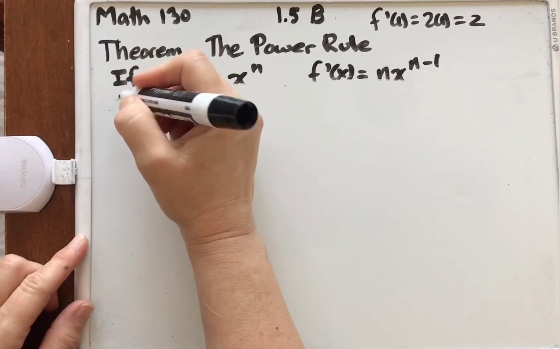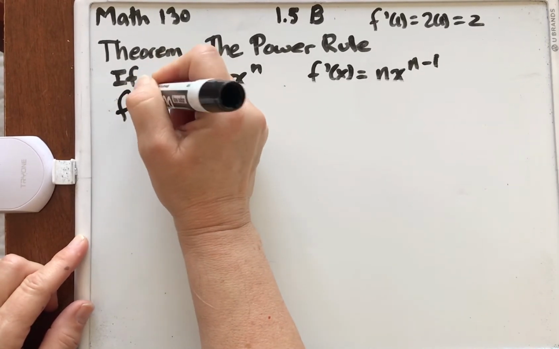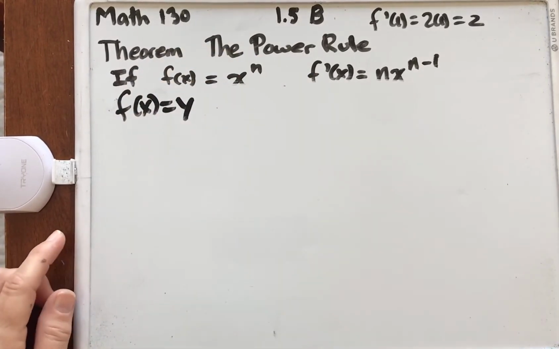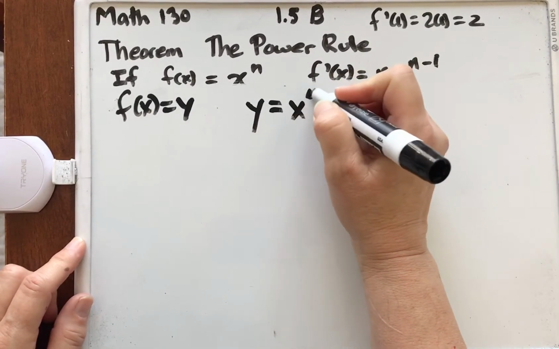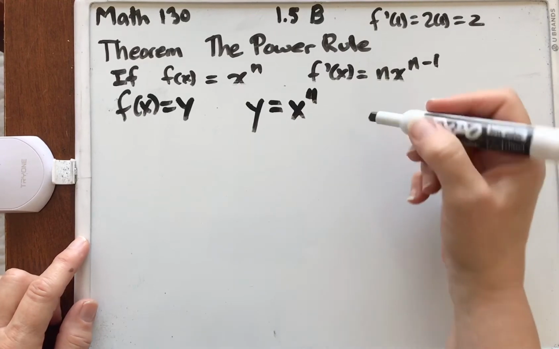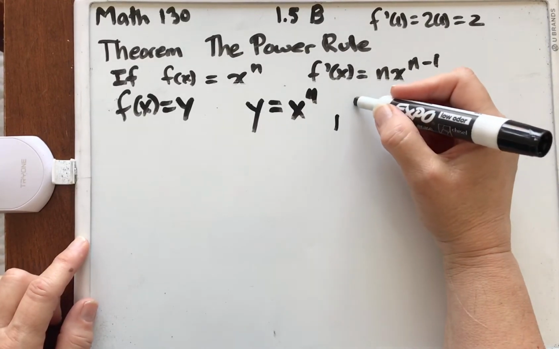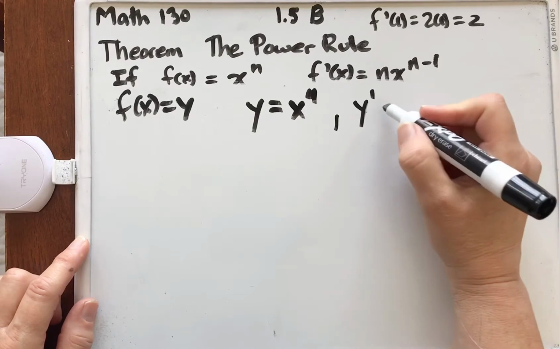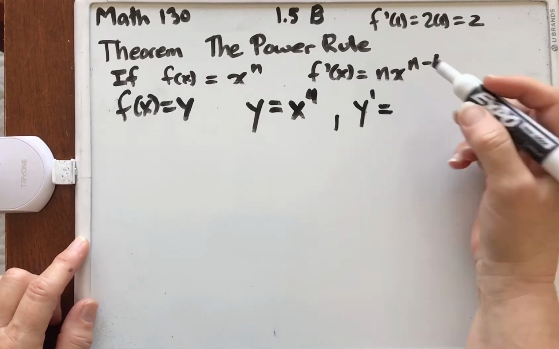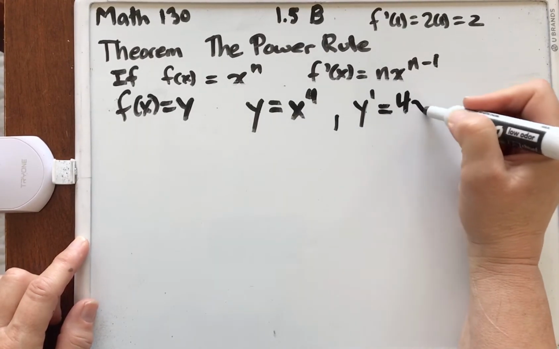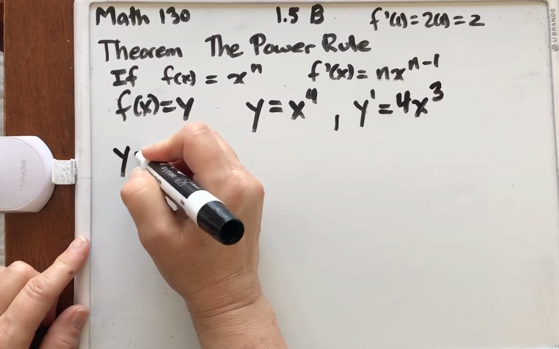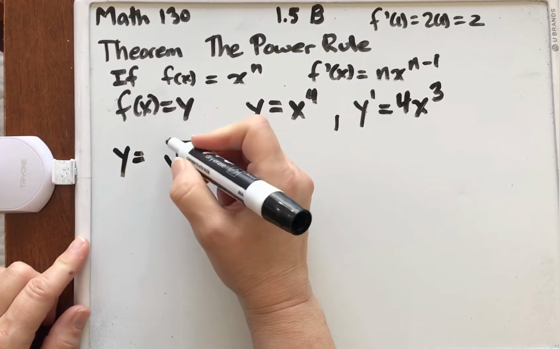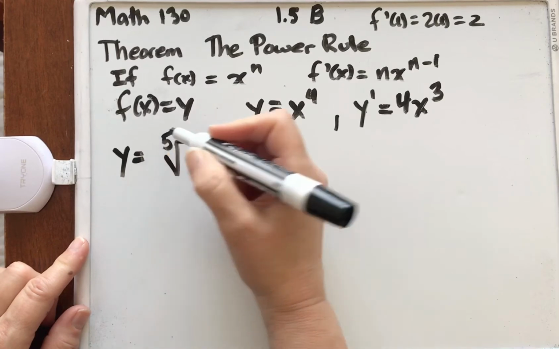Okay, let's do some more of those using the power rule. Now remember, we know f of x equals y. So sometimes you'll see it stated this way, y equals x to the 4th. How we handle this is to do the derivative, we call it y prime. Y prime equals, we bring the 4 down, and then we minus 1.